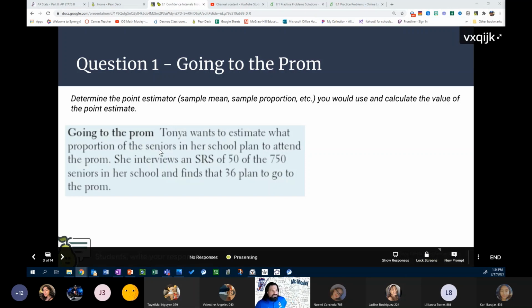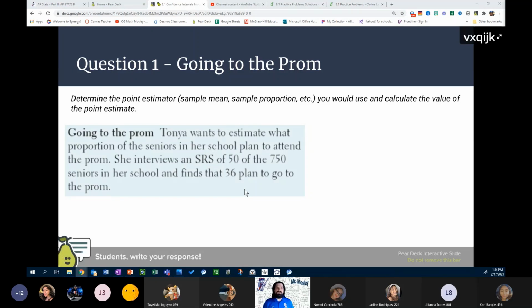Tanya wants to estimate what proportion of seniors in her school plan to attend the prom. She interviews an SRS of 50 of the 750 seniors in her school and finds that 36 plan to go to the prom. So what is the point estimator? What will be the sample statistic we can use in this context? And what is its value?